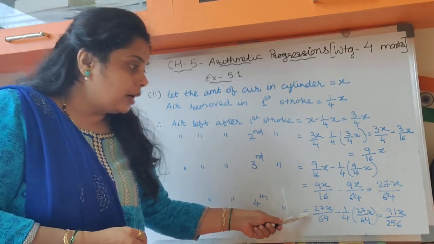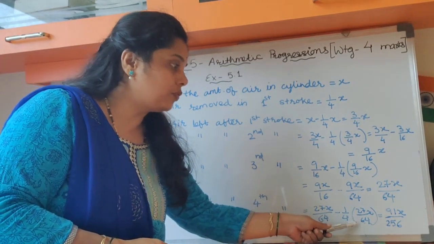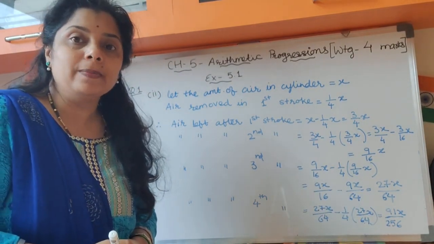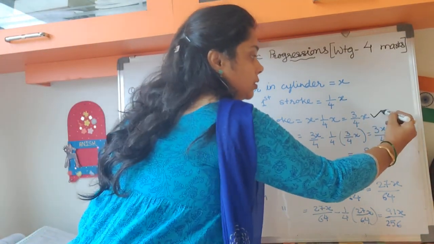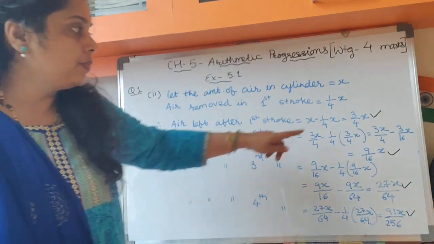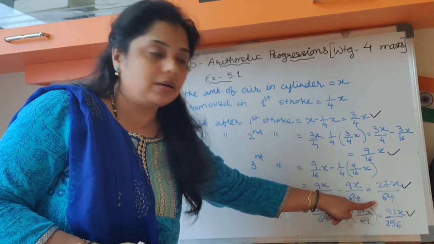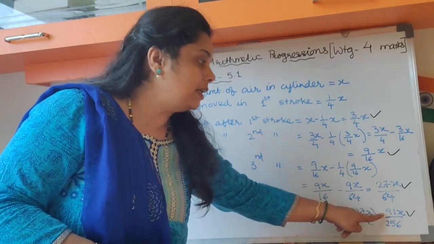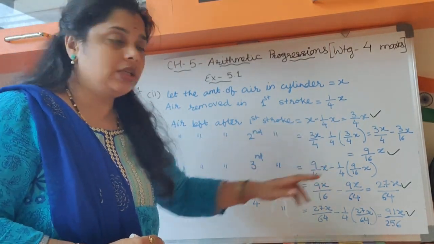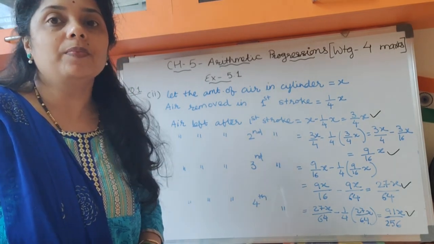For the fourth one, again 27x/64 minus 1/4 of 27x/64. So the final is 91x/256. Now these are the numbers. The list of numbers is 3/4x, 9/16x, 27x/64 and 91x/256. Now let's write down the list of numbers and check whether this list of numbers is an AP or not.